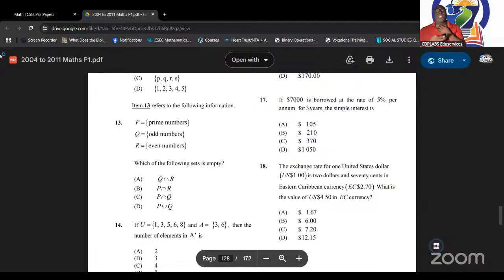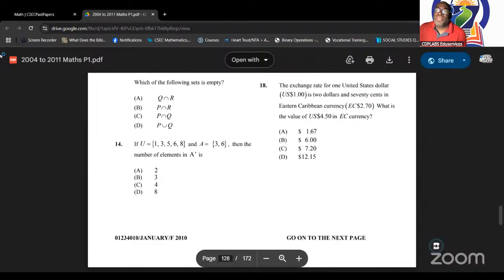So that's correct. The answer is indeed A, for true. All right? So that is actually correct. Good. All right, good. You're reasoning it out.